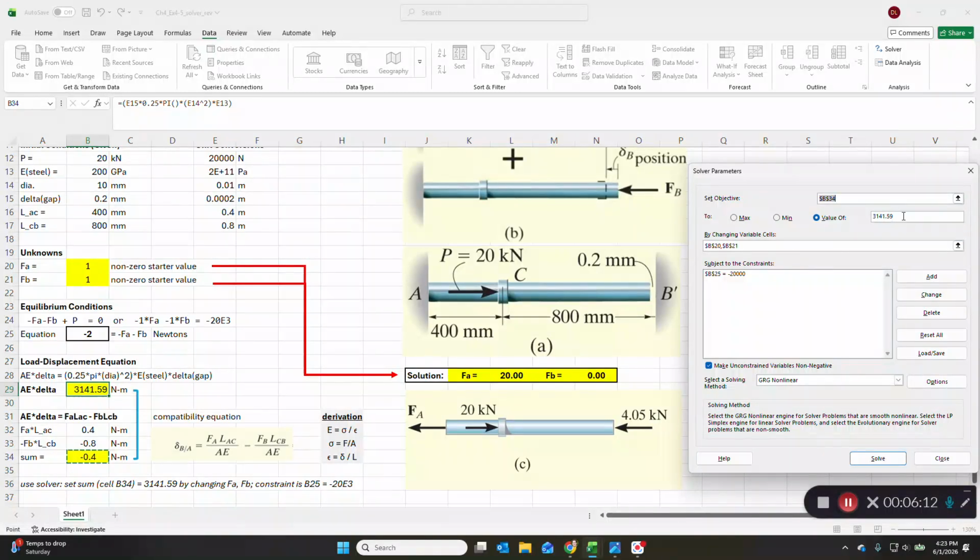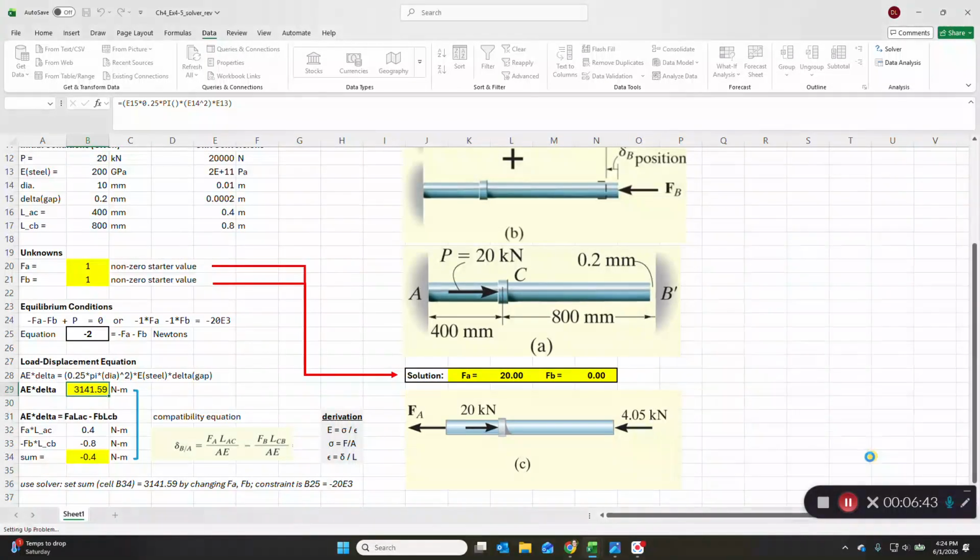So it's 3141.59. By changing the two unknowns in cells B20 and B21, which are currently 1 and are dummy variables, subject to the constraint, we're going to type this in, that cell B25, this equation of equilibrium, is equal to the minus 20,000, that we previously saw. And those are based on these unknowns too. So I'll just solve, and we get a solution, and here we are.